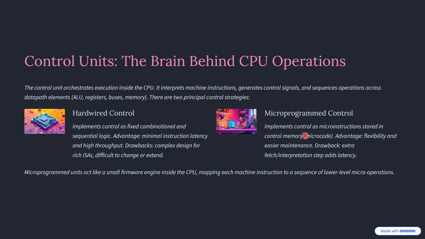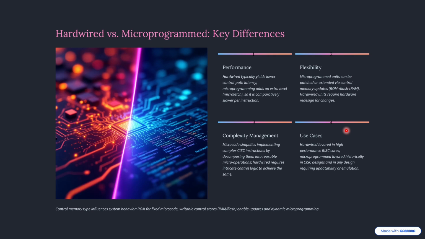The microprogrammed control unit implements control as microinstructions stored in control memory in microcode form. Its advantages are flexibility and easier maintenance, and the drawback is that the fetch and interpretation step adds latency. A microprogrammed unit acts like a small firmware engine inside a CPU, mapping each machine instruction to a sequence of lower level microoperations.